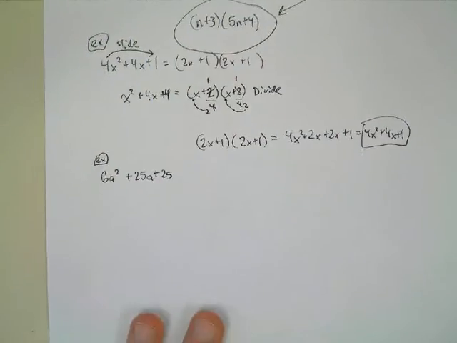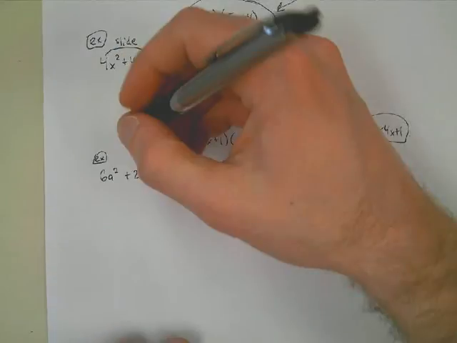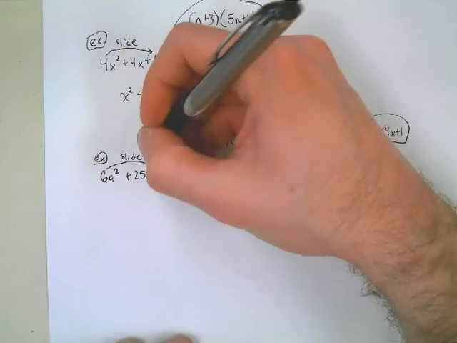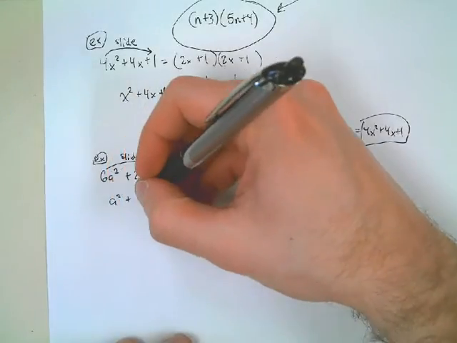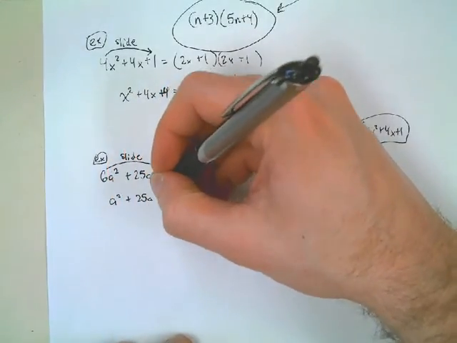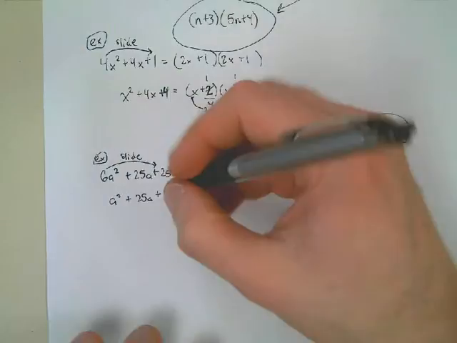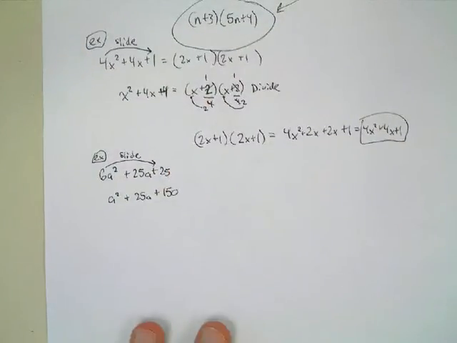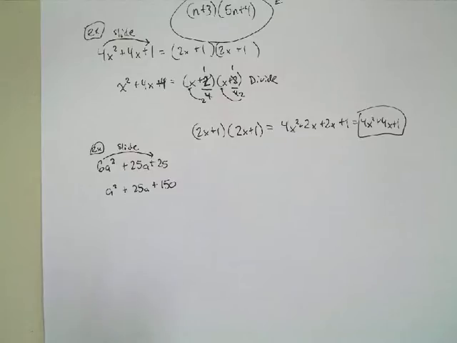Okay. So again, slide the 6 back to the 25 there. Slide. All right, so you get a squared plus 25a plus 6 times 25, which is 150. So you can see why this technique is not the best. We're going to end up with some big numbers sometimes, and so we have to think of two numbers that multiply to make 150, but then add to make 25.